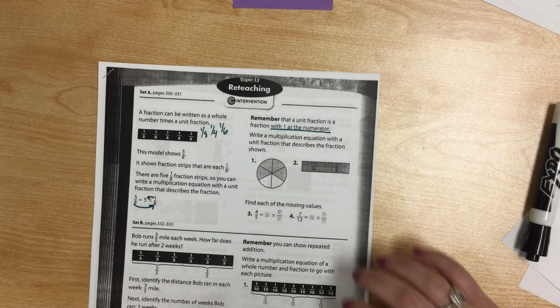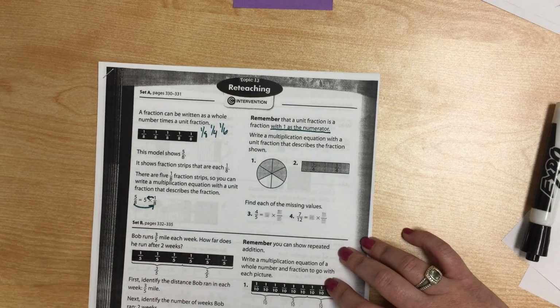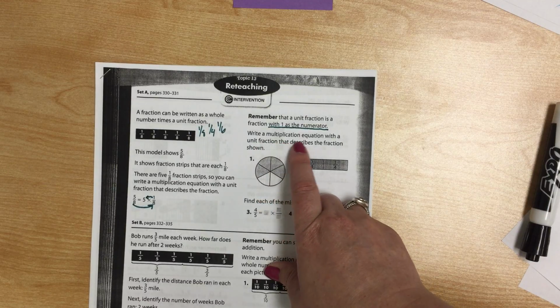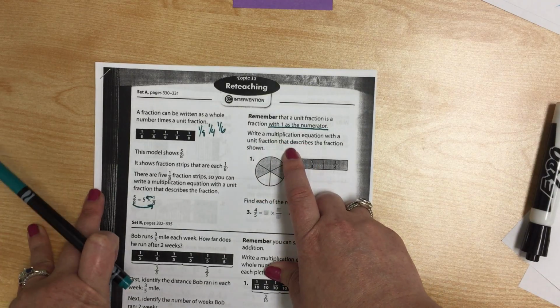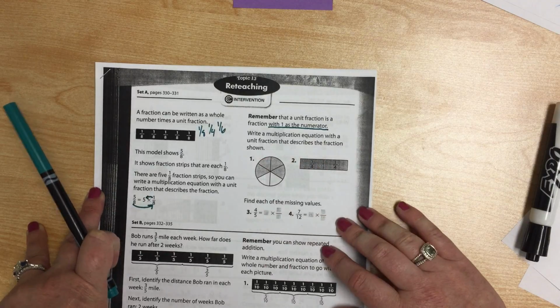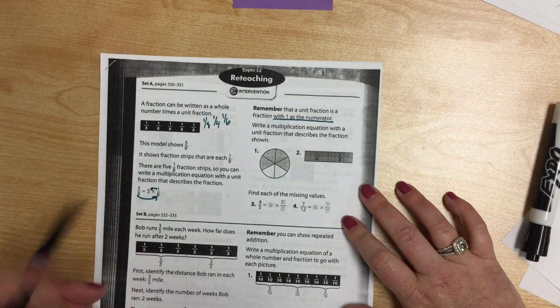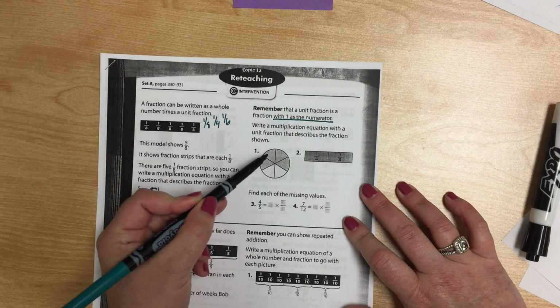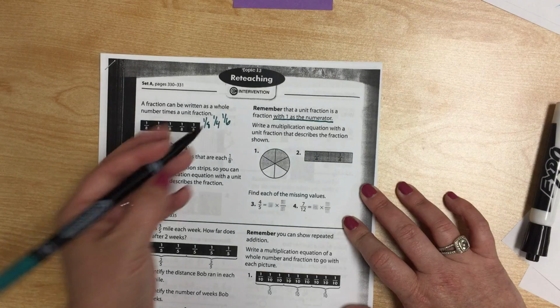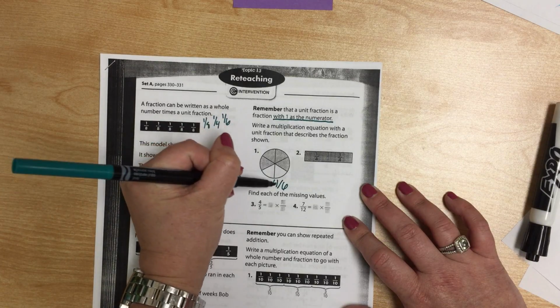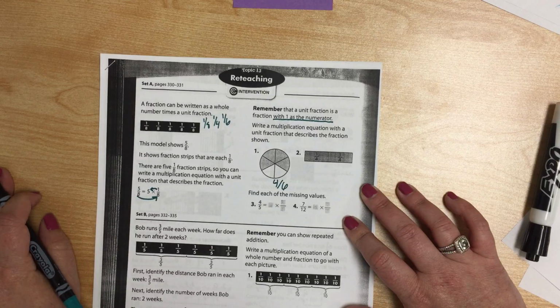So when I'm being asked to fill out this, it says write a multiplication equation with a unit fraction that describes the fraction shown. Okay, well first I need to figure out what my denominator is. How many spots are there? 1, 2, 3, 4, 5, 6. So it is out of 6. How many are shaded? 4. So this is showing me 4/6.